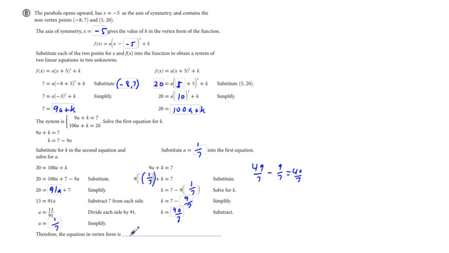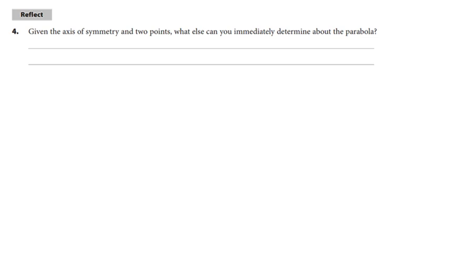So therefore the equation in vertex form is f of x equals a times x plus 5 squared plus k. Okay, reflect. Given the axis of symmetry and 2 points, what else can you immediately determine about the parabola? Well, we can determine the direction the parabola opens.